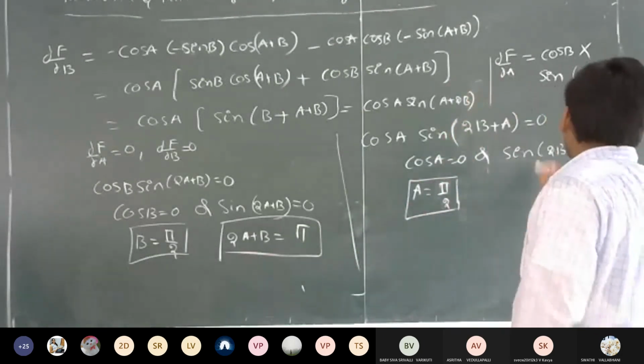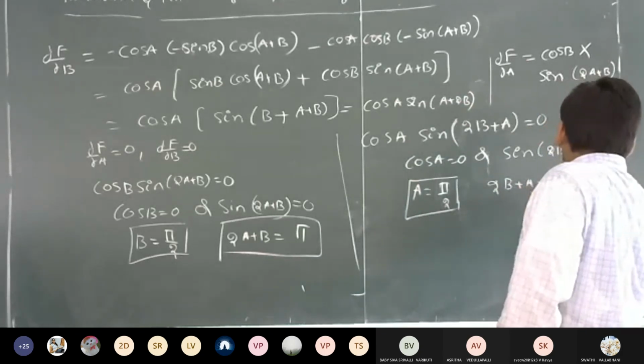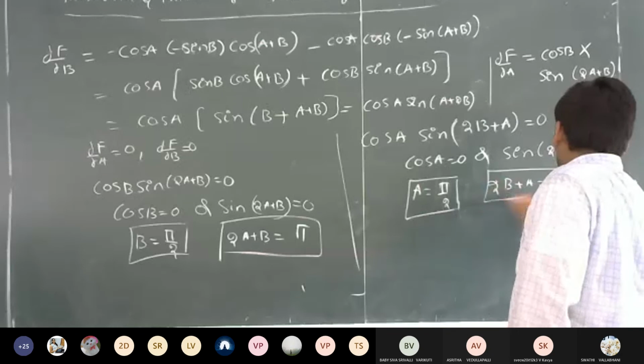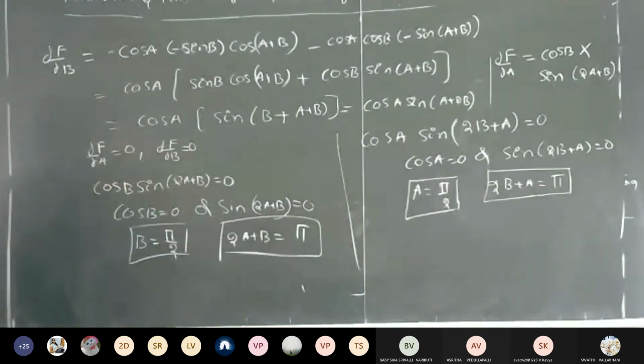Next one. Here 2b plus a is equal to pi, sorry, not 0. That is sin 0 is equal to sin pi. Why? Because a, b, c are non-zero values.